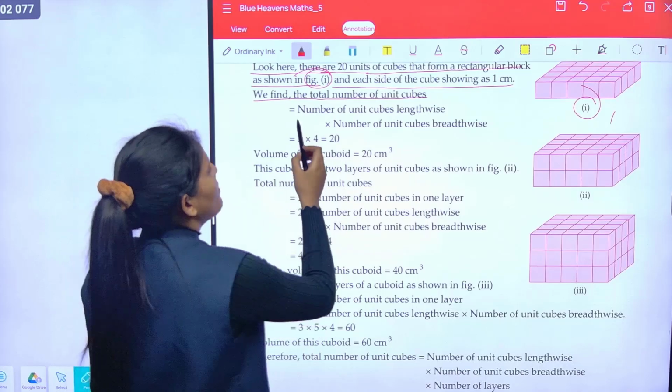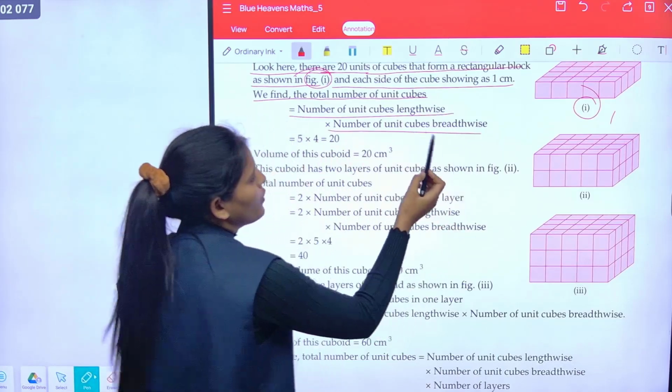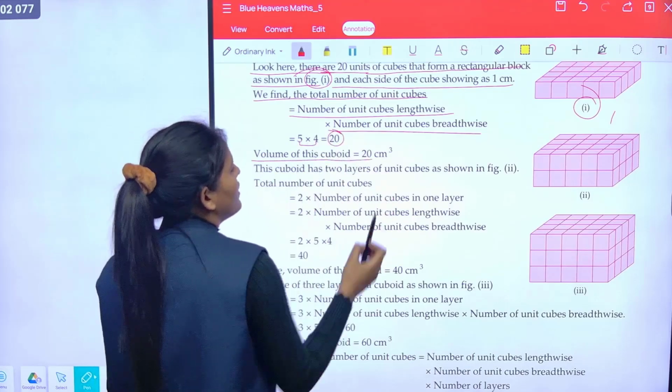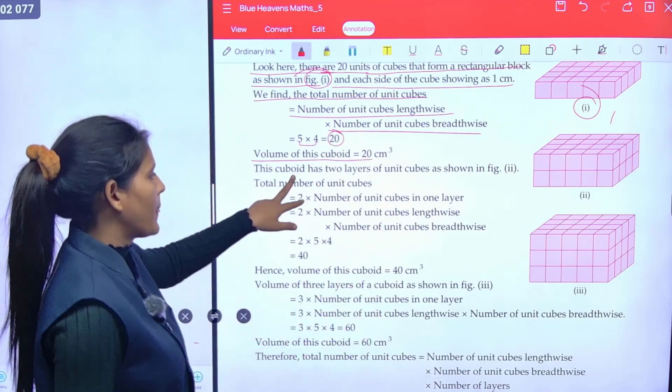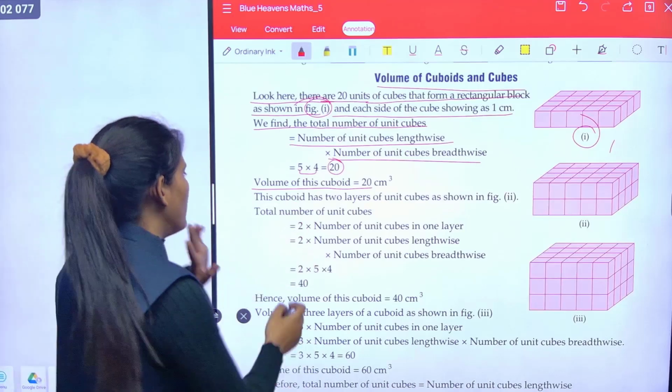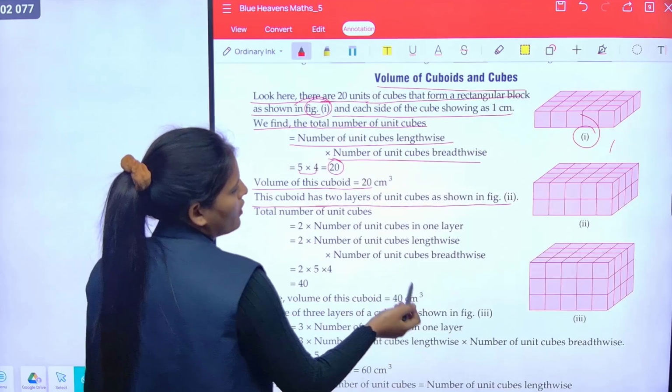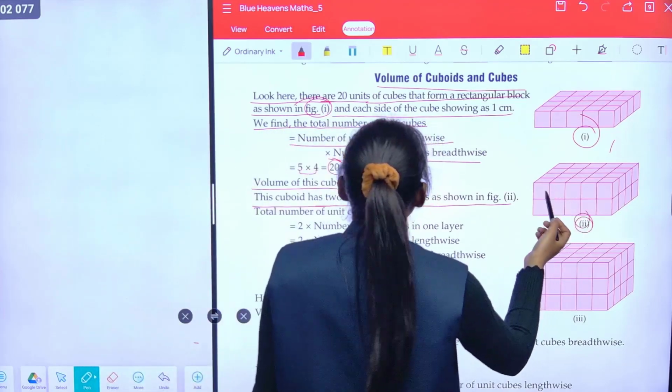Number of unit cubes lengthwise into number of unit cubes breadthwise: 4 into 5, that is 20. Volume of this cuboid is 20 cubic centimeters. This cuboid has two layers of unit cubes as shown in the second figure, class. अब क्लास यहाँ पर क्या थी?